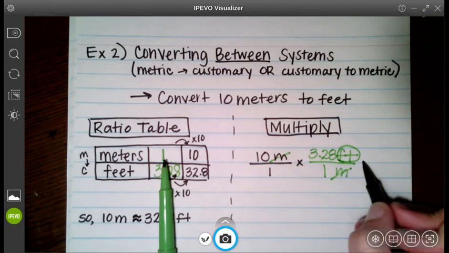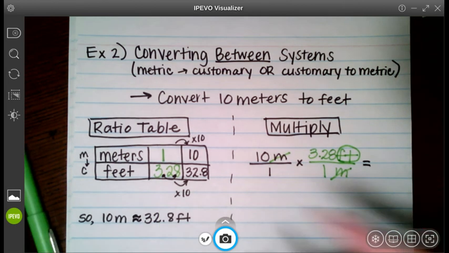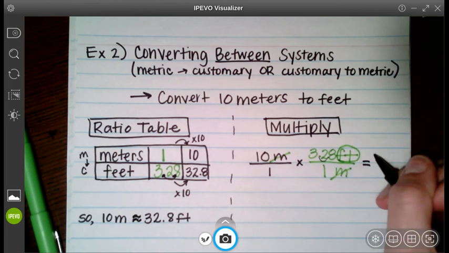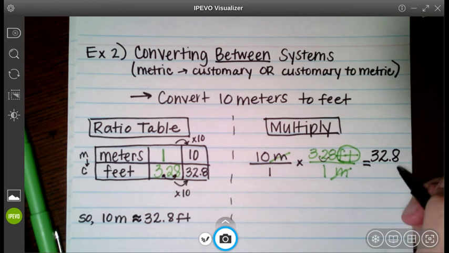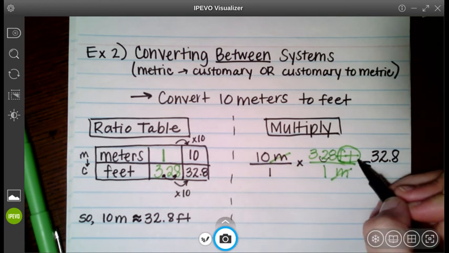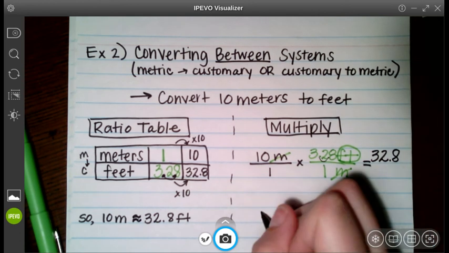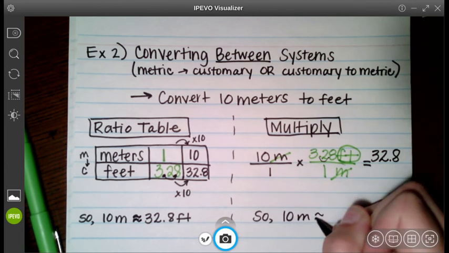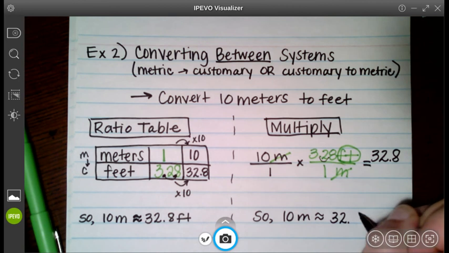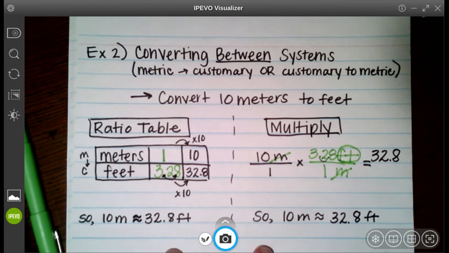10 times 3 and 28/100, right, is 32 and 8/10 feet. I'm left with feet. So here I go again, I get the same answer. So 10 meters is approximately 32 and 8/10 feet. Both methods get me the same answer.